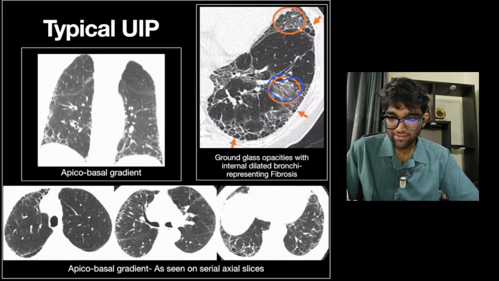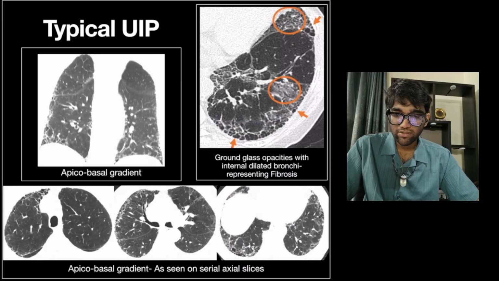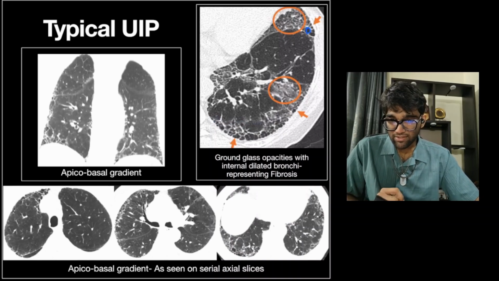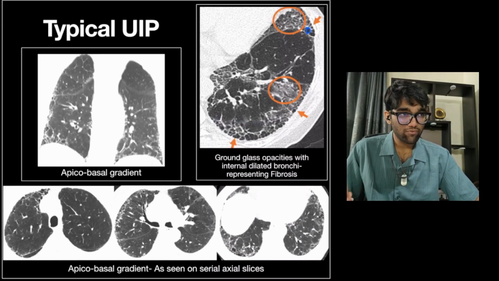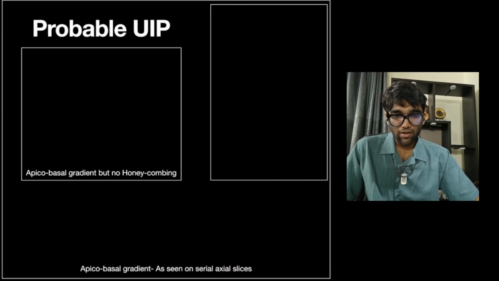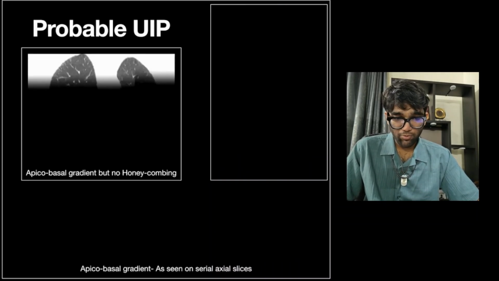And this is therefore typical. See this bronchus here. So this is typical for UIP. This is typical for UIP. Okay. Now going on to the next one, that is probable for UIP.